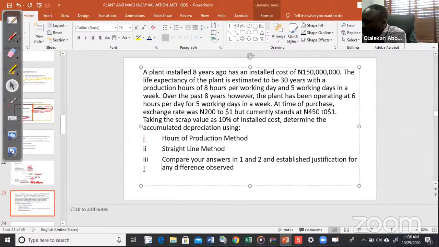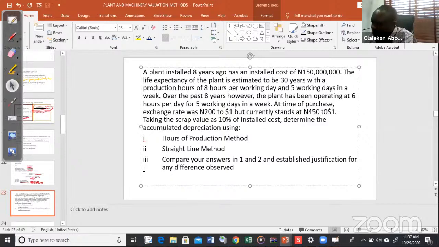Are you multiplying that one by 12? No, it's 8 hours times 5 in a week. Do you get it? Now you have 40 times annual, which is 52 weeks. Then you now have the hours times 30 years, which is the total useful estimated life of the product. Do you get it?